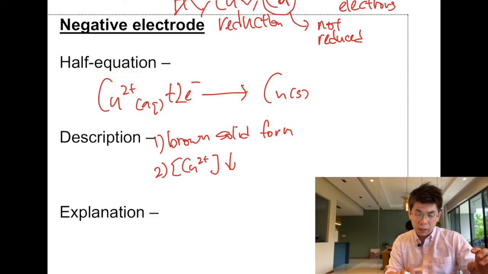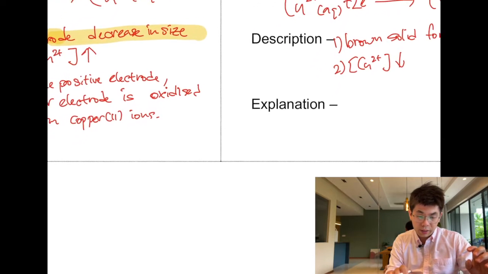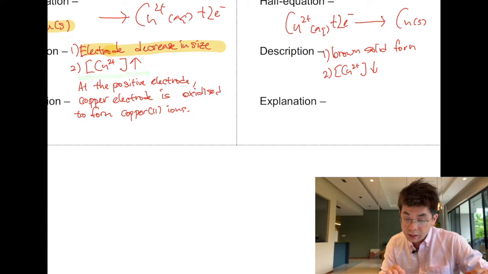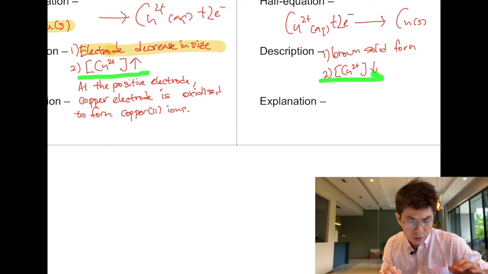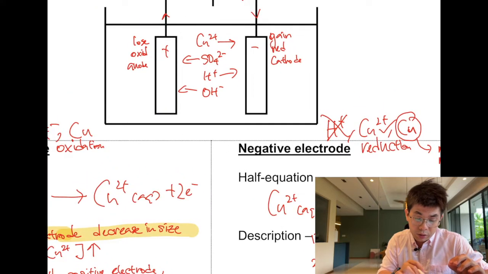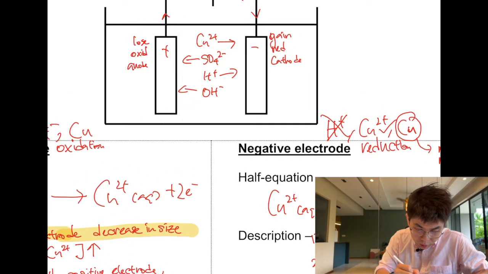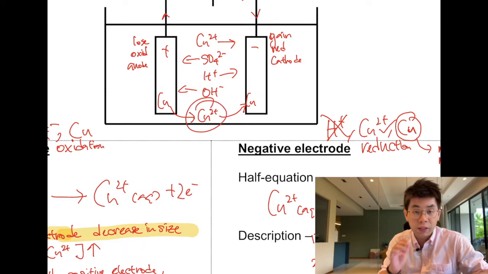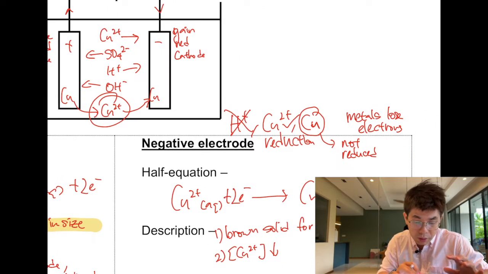Right? So now we need to talk about the color. Because if you look at this, on one side, Cu2 plus concentration is increasing. On the other side, Cu2 plus concentration is decreasing. So what's happening over here is that on this positive electrode, the copper comes out to Cu2 plus. On the right side, the Cu2 plus becomes copper. So actually, nothing is happening to the concentration of Cu2 plus. So the color remains the same. So how do I explain that?